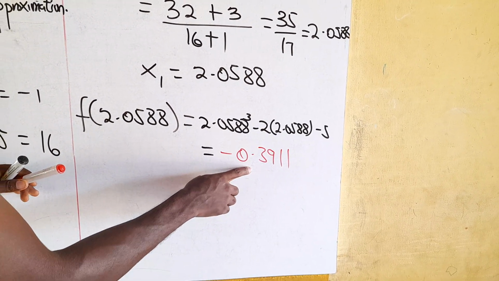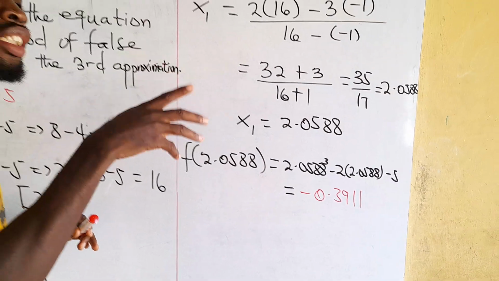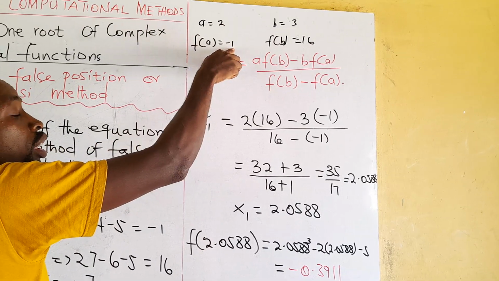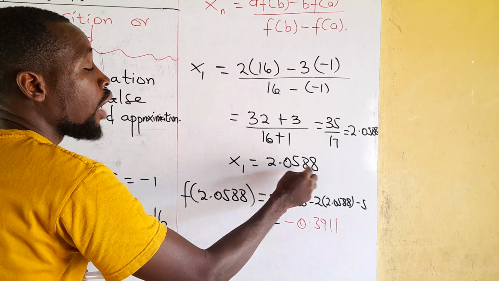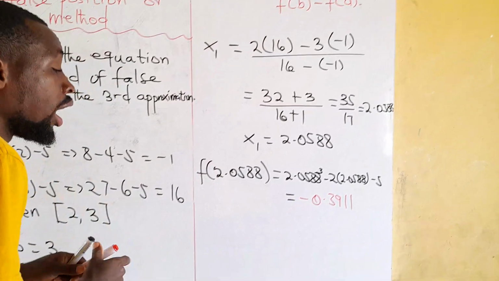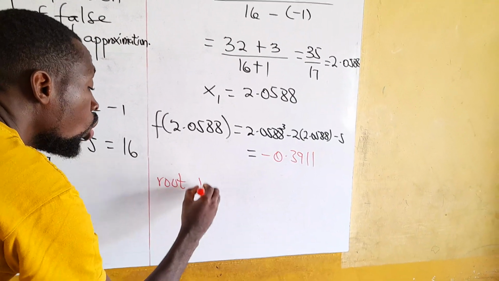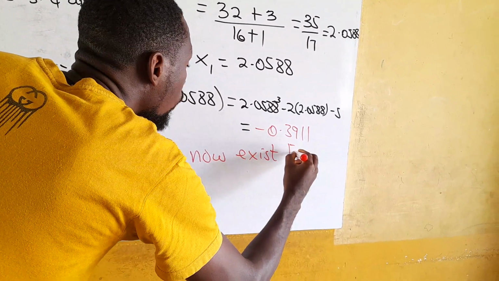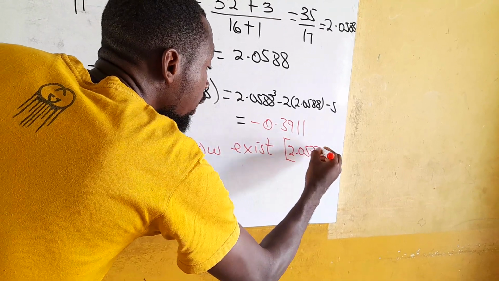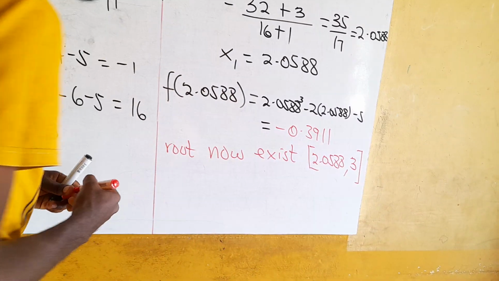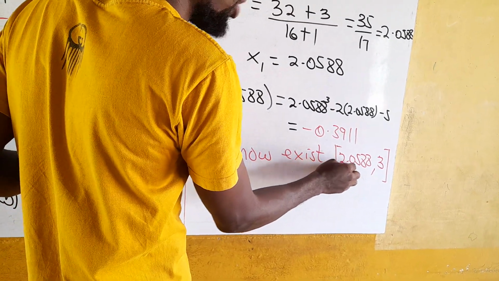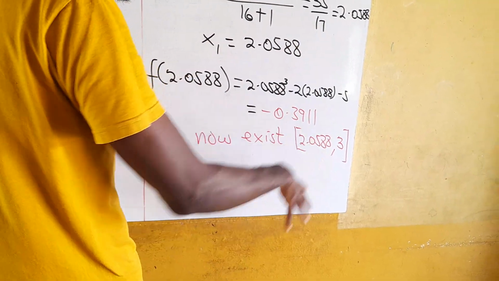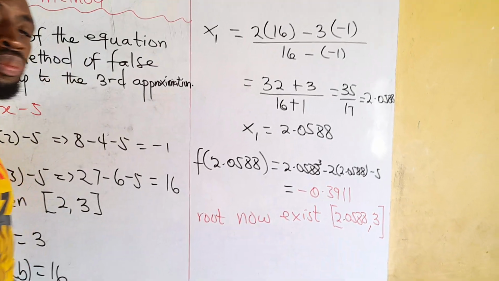So what happens? It will replace the point that produces a negative outcome initially. So you see that our A, which is 2, produces a negative outcome. Then 2.0588 will replace that. So we can say that the root now exists within the interval 2.0588 and 3. Remember, f of 2.0588 is -0.3911 and f of 3 is 16. We use that to find the second approximation.